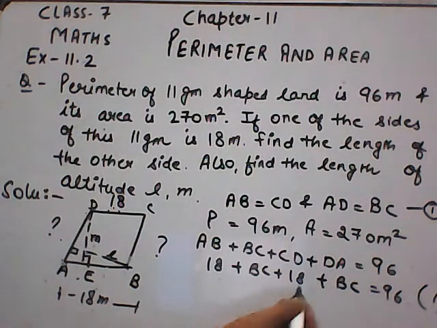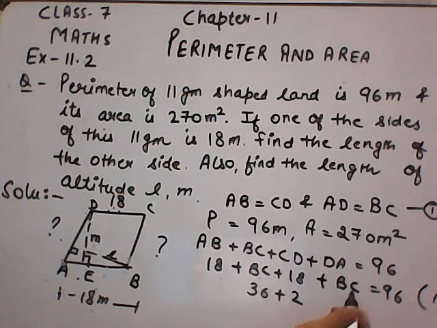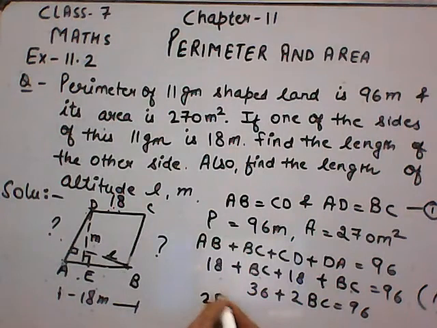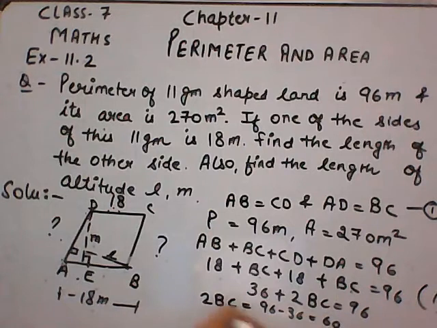Now 18 plus 18 is 36, plus twice of BC, that is 1 BC plus 2 BC. It is 2 BC that is equal to 96. 2 BC is equal to 96 minus 36, that is equal to 60. Now BC is equal to 60 divided by 2, that is equal to 30.